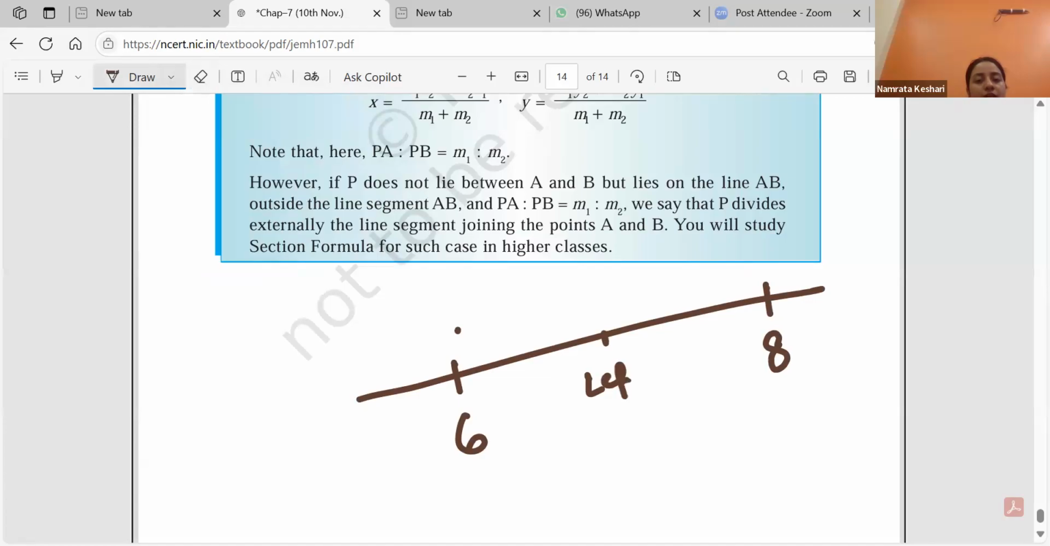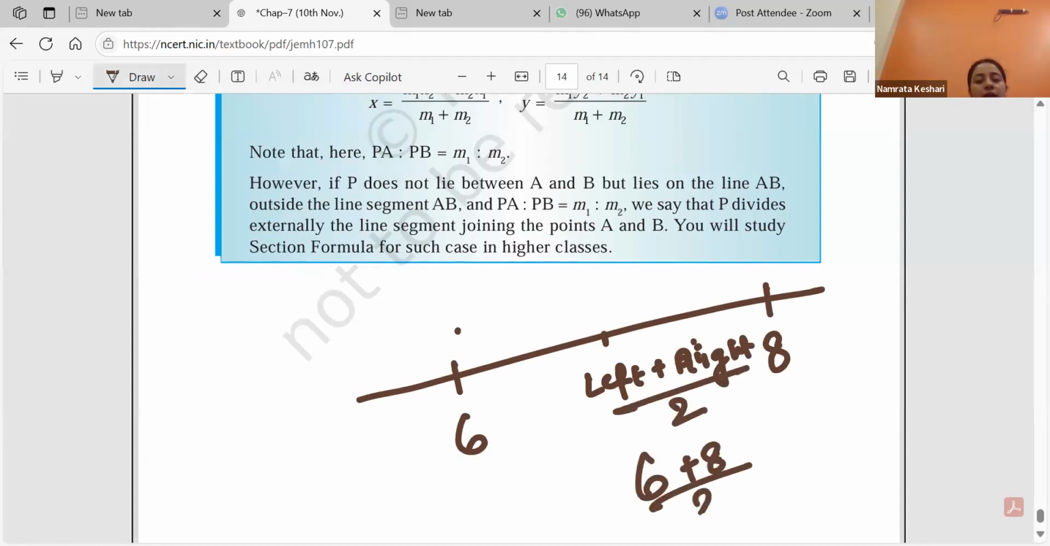Left end point plus right end point divided by 2 will always give you the midpoint, not only in this chapter, anywhere. If you take 6 plus 8 by 2, that is 14 by 2, that is 7. Of course, in between 6 and 8, 7 must be there, right? What I have written is the left one plus the right one by 2. This formula is for finding the midpoint anywhere in mathematics.